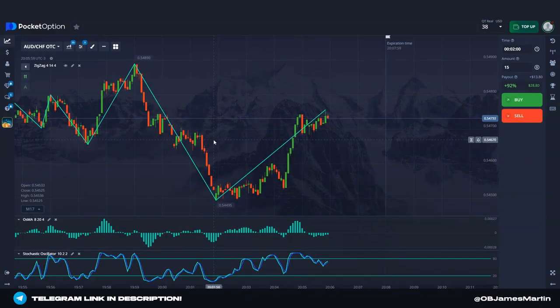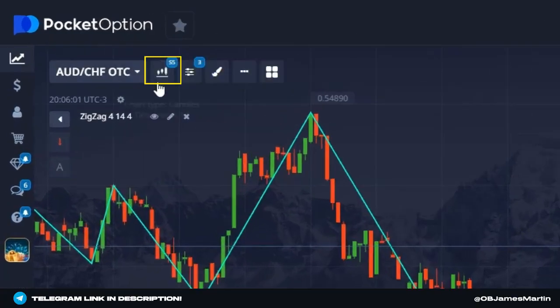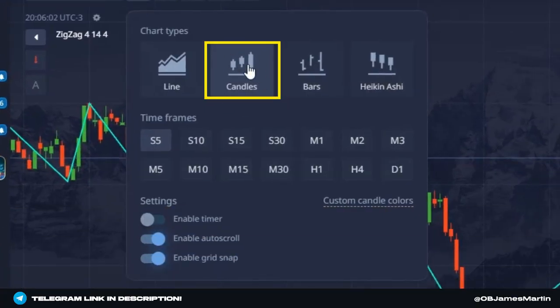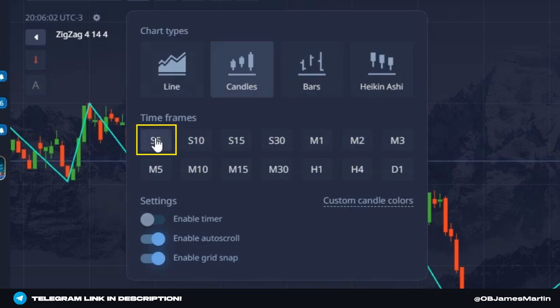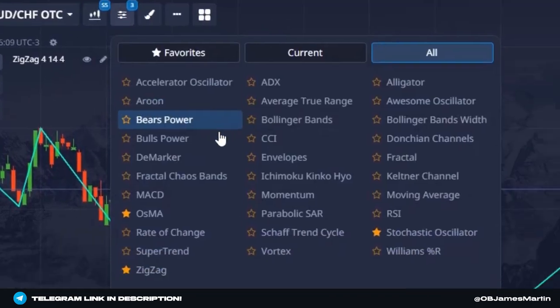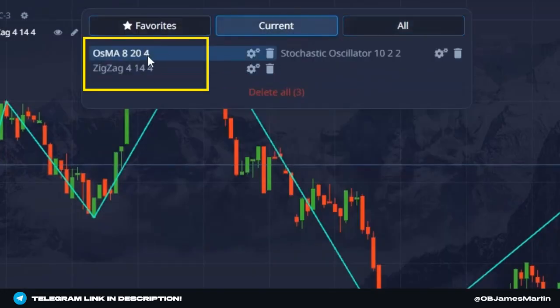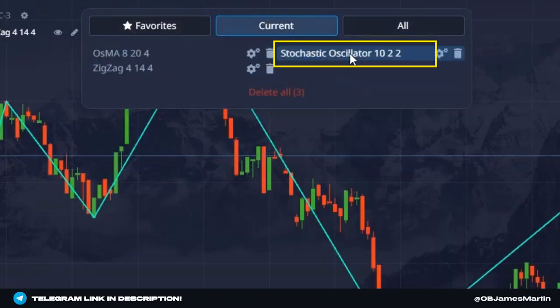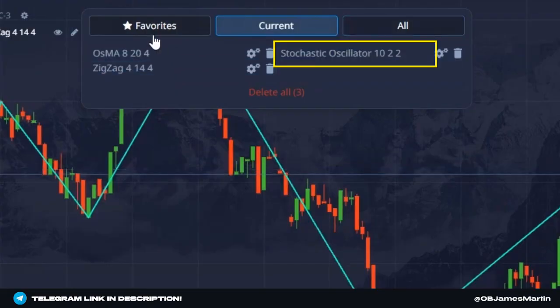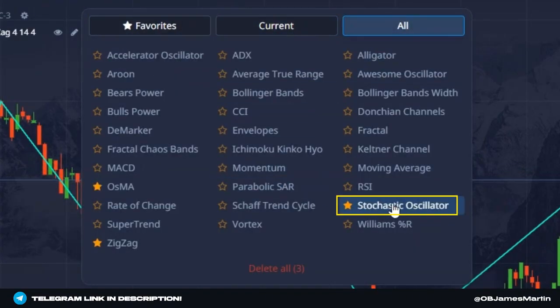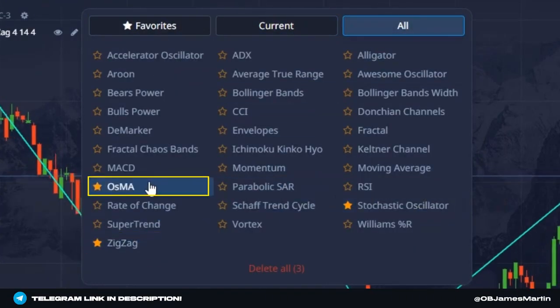Alright? Guys, for the strategy, let's go to chart types, use candles and time frame. We're gonna use 5 seconds. And now let's set up our indicators. We're gonna use OsMA, ZigZag and Stochastic Oscillator. You can see this, click on all, Stochastic, ZigZag and OsMA.